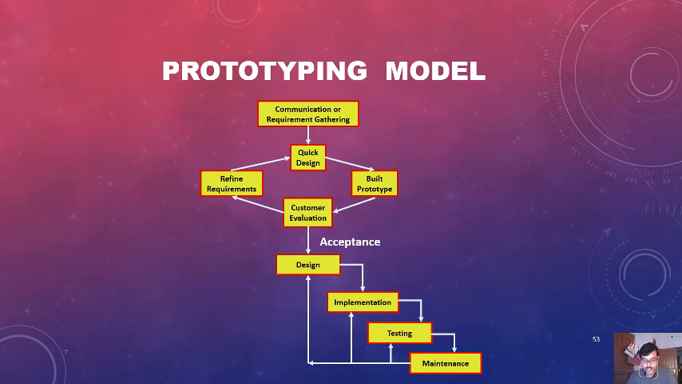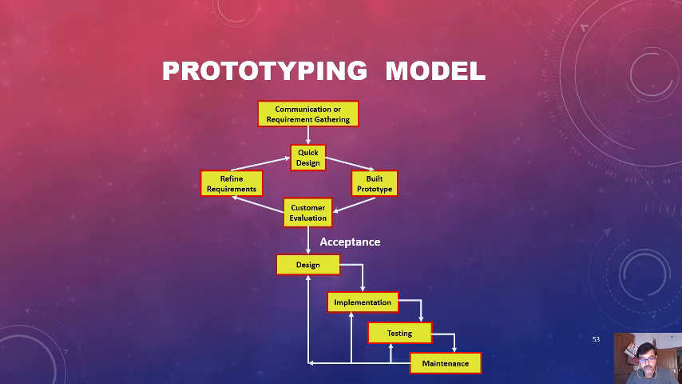The prototyping iteration is planned quickly, with modeling in the form of a quick design. The quick design focuses on the representation of those aspects of the software that will be visible to the customer or end user. The quick design leads to the development or build of a prototype. The prototype is deployed and then evaluated by the customer or user.